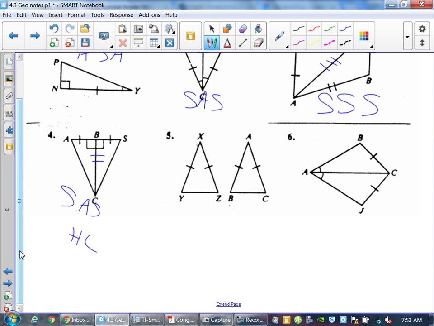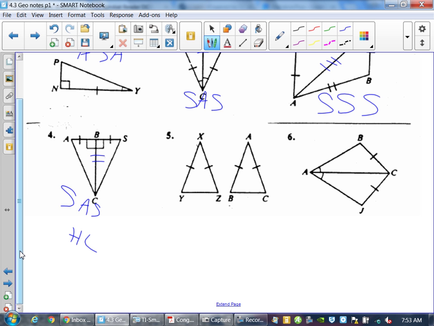Okay. What about 5? No congruence, right? There's nothing there. I cannot say with certainty that YZ is going to be the same thing as BC. I don't know. I have no idea. There's nothing I can do about that.